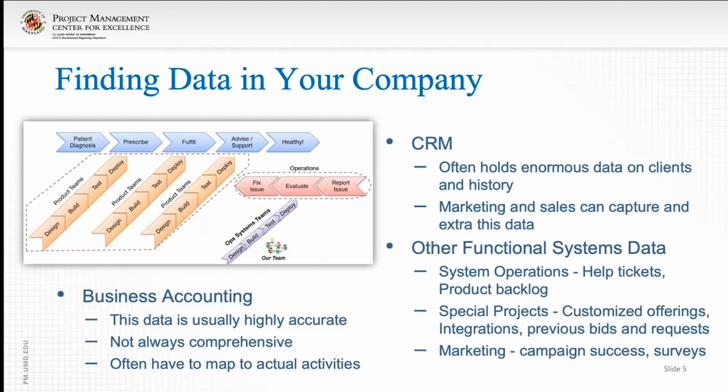And then lastly, other functional systems. So we have a lot of systems in our companies. Those include operating systems such as your standard IT within the company itself. You're going to have logs that are going to come out of your systems that are in operations. You're going to have help tickets that are being generated whenever someone has an issue. You're going to look at the product backlogs. Hopefully they're being recorded.